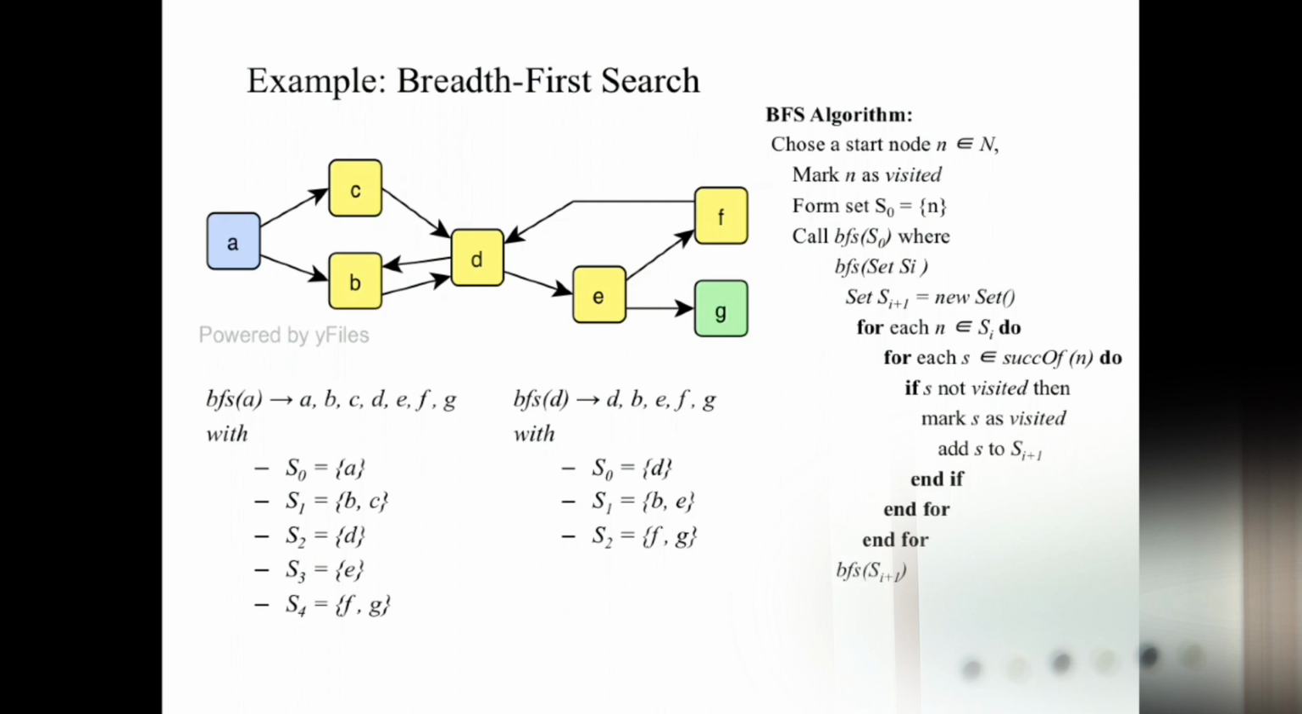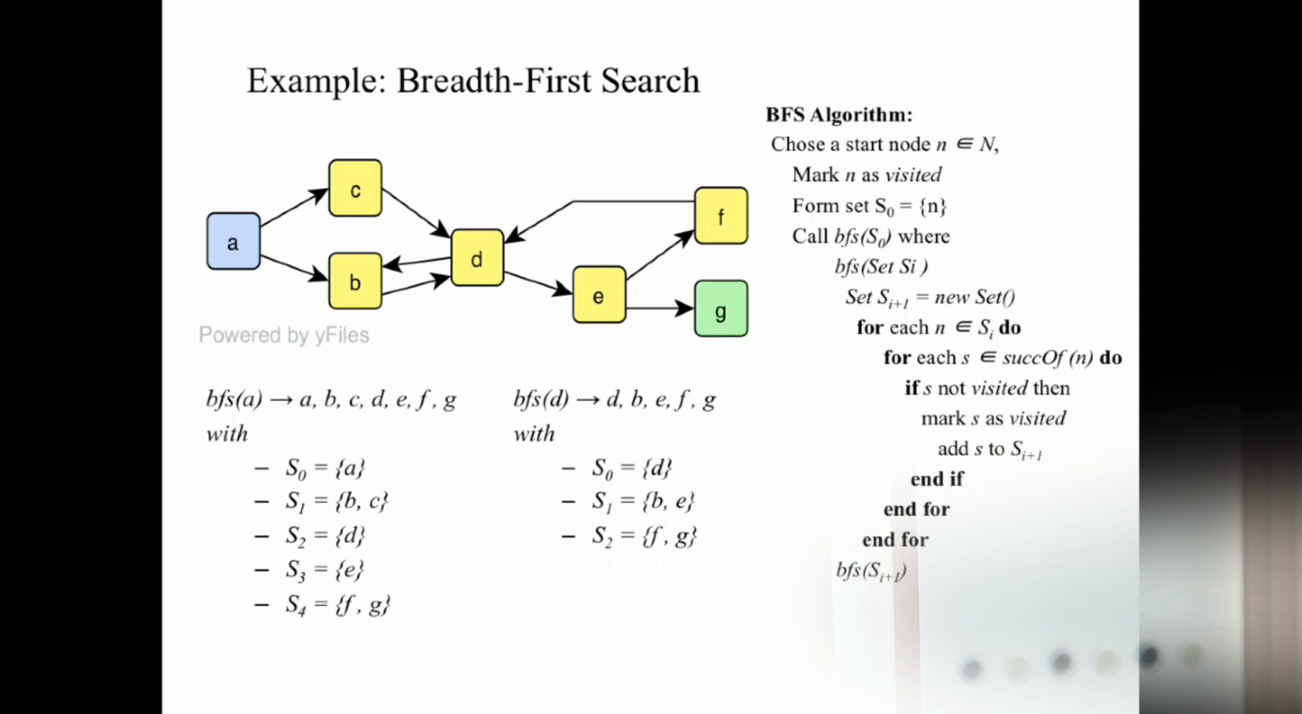And here is the algorithm we have. It says: choose a starting node n that belongs to the set of nodes, and mark it as visited. After marking it as visited, you create a new set. The first set that you create, let's call it S0, and you add the node which you have visited to that set. So, for example, if we started our breadth first from node A, we mark A as visited and add it to S0 here.